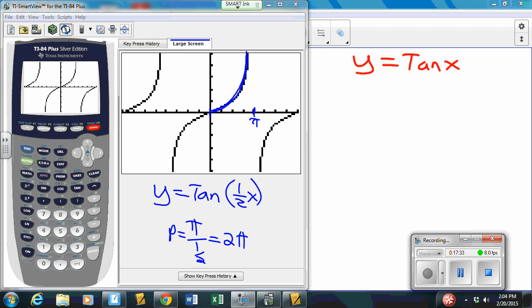Look, you can also look right here. Here's negative pi, and here's positive pi, and between them is 1 full cycle, right? That's a distance of 2 pi. Any questions?